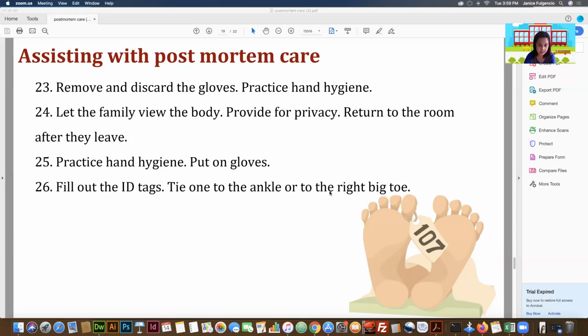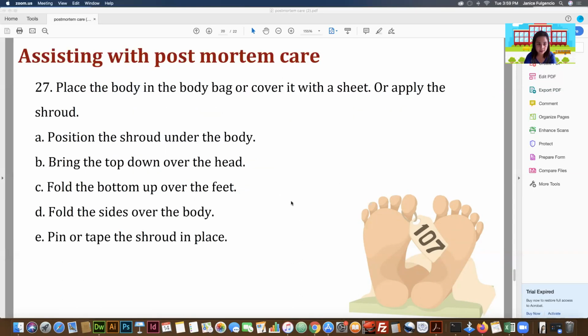Then practice hand hygiene and put on gloves. And don't forget to put ID tags, because in the morgue there are so many dead patients that they may get mixed up. So you need to put ID tags. Tie one to the ankle or to the right big toe. Place the body in a body bag or cover it with a sheet or apply the shroud.